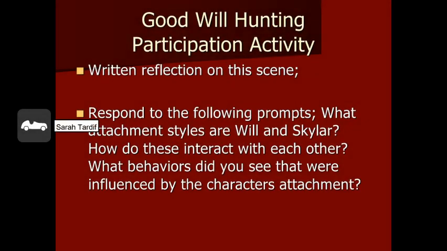So this is a good time for you to hop out of this lecture and go check out the participation activity. I'm asking you to watch a clip from Good Will Hunting, where Skylar invites Will to move to California with her. And I want you to think about, if you put on your scholar cap, what attachment style would you say, based off of what we've learned, is Skylar and Will? Are they the same? Are they different? How do these attachment styles interact with each other? And specifically, what behaviors do you think were influenced by their attachment styles?